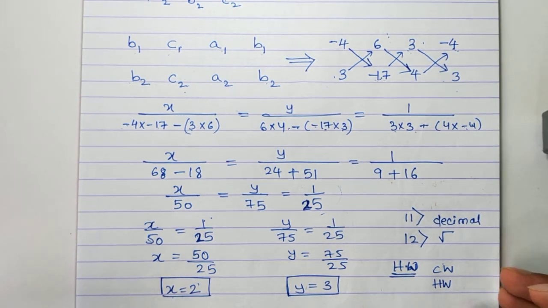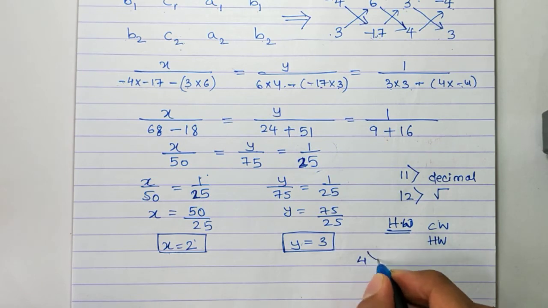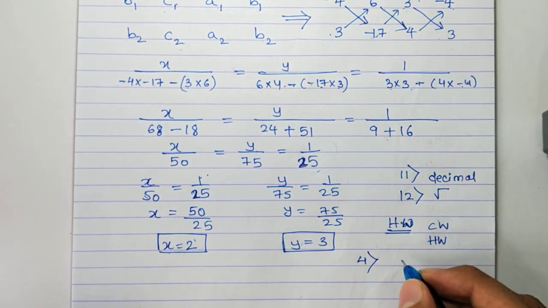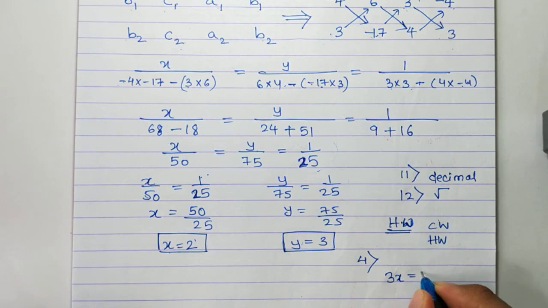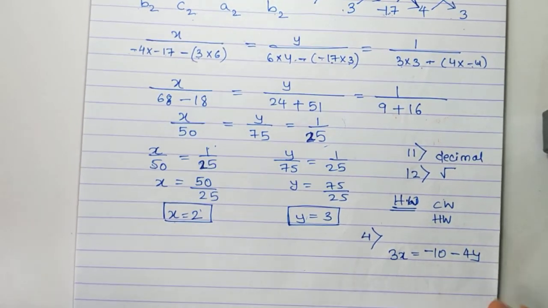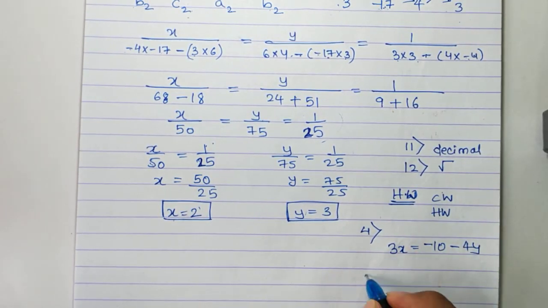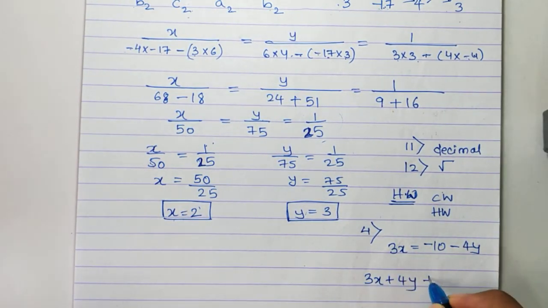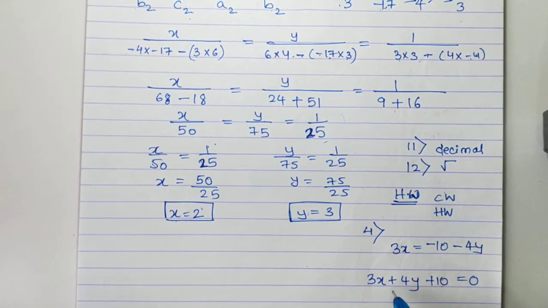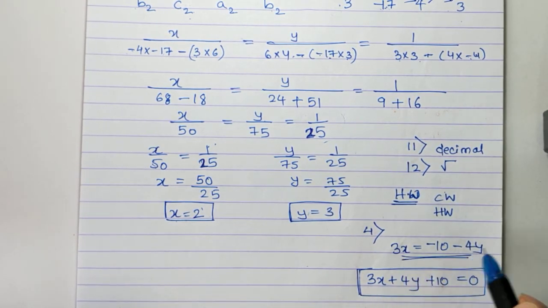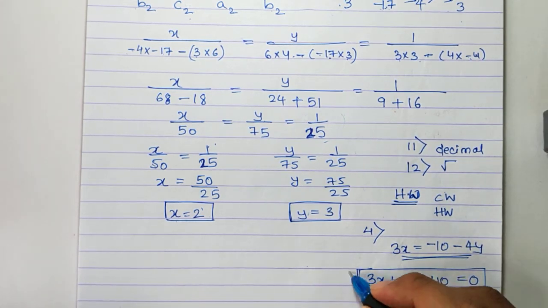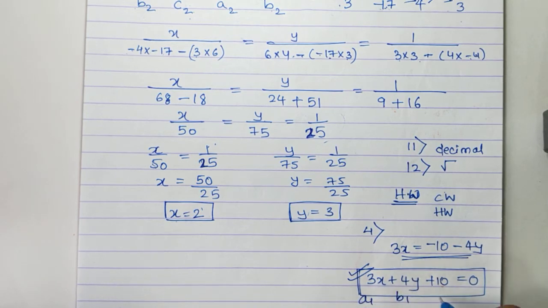Okay, and just take a look at question number 4. The second equation is given as like this: 3x equals minus 10 minus 4y. So first you will shift these two numbers here. So it will become 3x plus 4y plus 10 equals 0. So what I want to say again is that this form is important. You have to keep the question in this form. Even if they give you like this, you have to shift them on one side, all the numbers, and make equal to 0. Okay, once you have in this form, then you can say this is a1, this is b1, and this is c1.